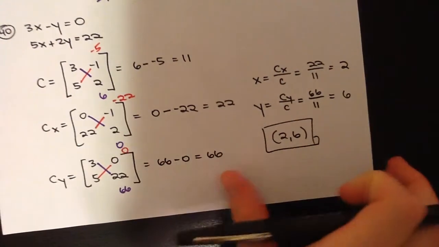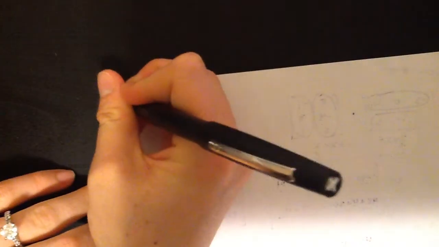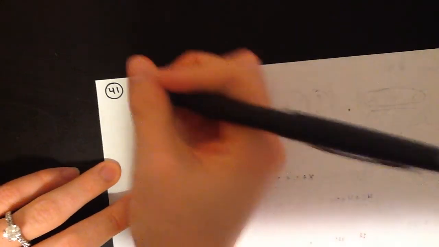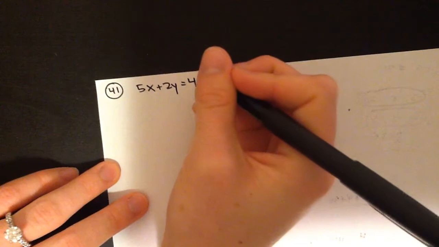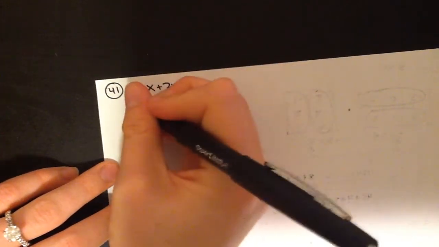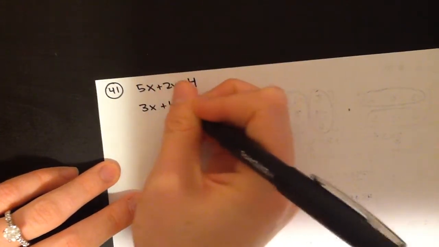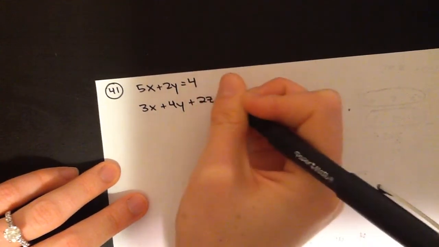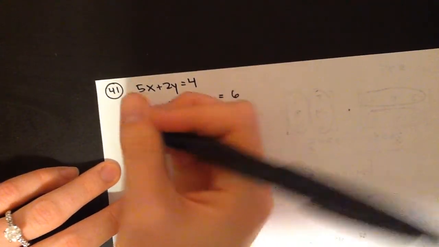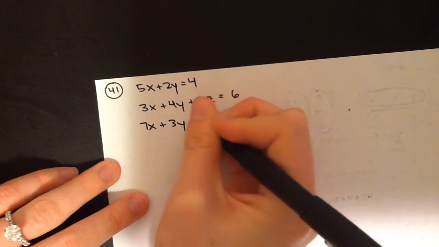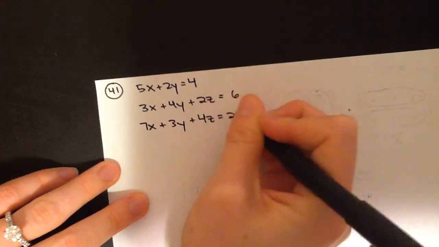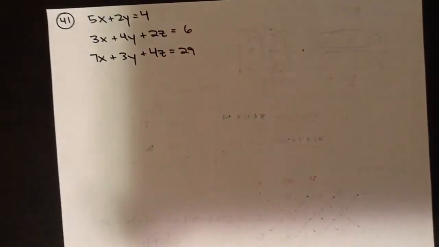Okay, very last one I want to do is a 3 by 3 Cramer's rule. So let's look at the one just below it, number 41. So let me write down the system first. Okay, so there's your whole system.